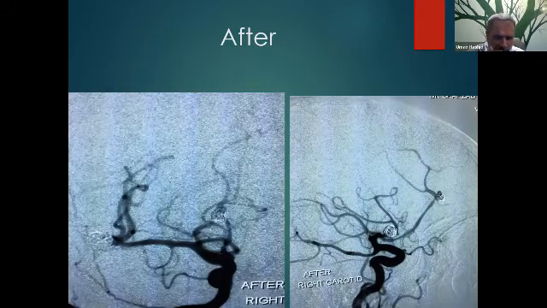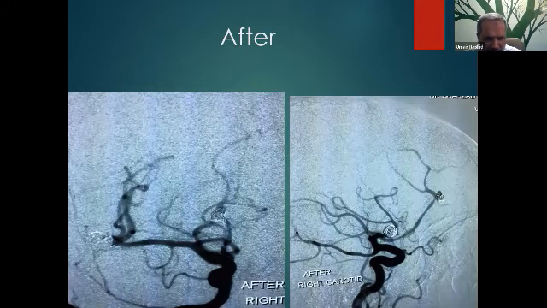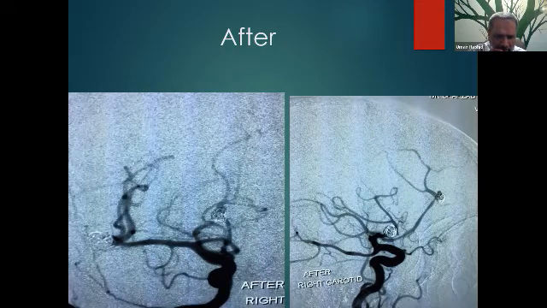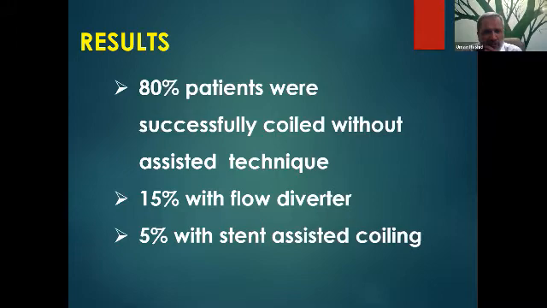What we thought was, on follow-up after 6 months or 1 year, if the patient improves, age was 72 or 74 or something, if the patient remains okay, we just keep it on follow-up for 6 months and then later on. So far we didn't touch it because the size of the aneurysm didn't increase after 6 months or 1 year. So we make it follow-up to 2 years generally in our practice. Whatever results we have now, 80 patients were successfully coiled without assistive technique.